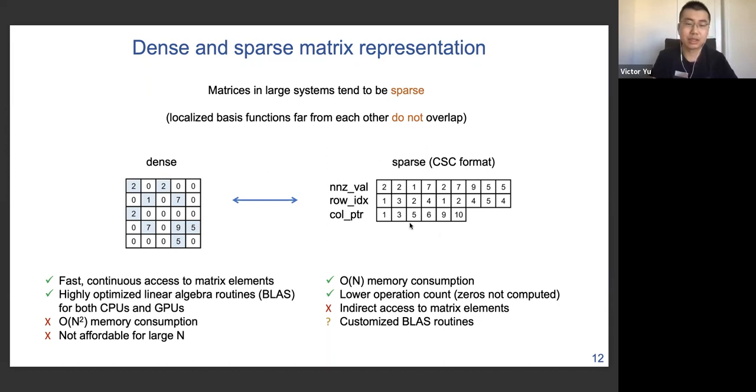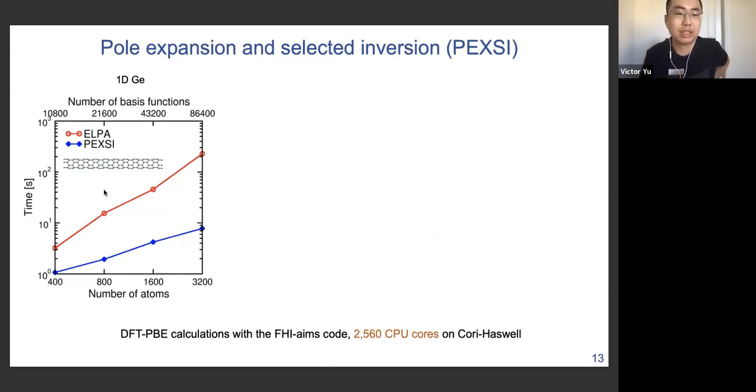And the benefit is shown here. This is a benchmark of a quasi-1D germanium nanotube. Again, on the x-axis, we increase the number of atoms in the simulated system. We compare the performance of the ELPA eigensolver and the PEXSI density matrix solver. So apparently, PEXSI outperforms ELPA, especially for large systems. This is because, as I already mentioned, PEXSI scales linearly for 1D systems. So you can see the slope for ELPA is bigger than that of PEXSI.